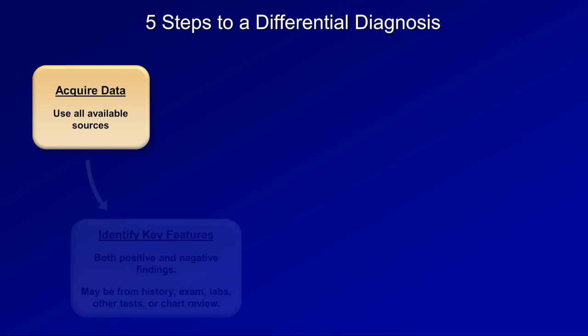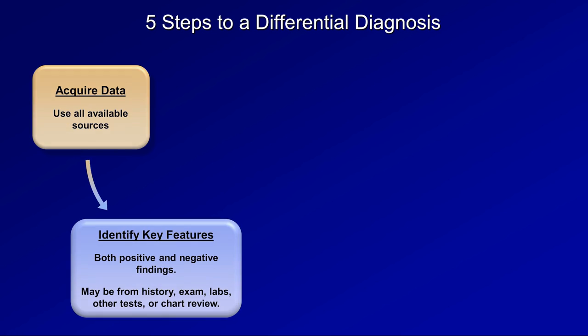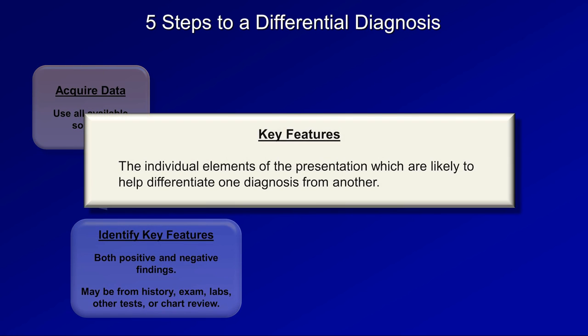Once you've acquired the data, the next step is to identify the key features. Key features are the individual elements of the presentation which are likely to help differentiate one diagnosis from another. For example, in a patient with episodic chest pain, whether or not the pain comes on with exercise will help to determine the likelihood it is from cardiac ischemia. Therefore, this is a key feature. In contrast, the severity of chest pain on a 1 to 10 scale is surprisingly non-predictive of the eventual diagnosis, and thus I would generally not consider its severity to be a key feature.